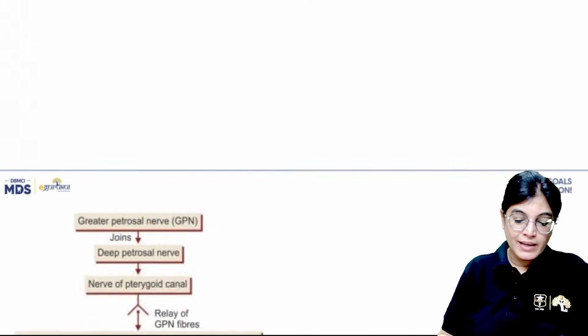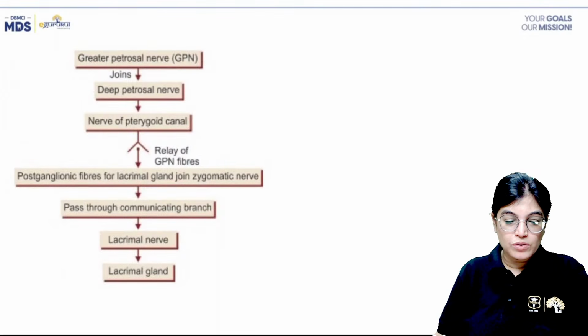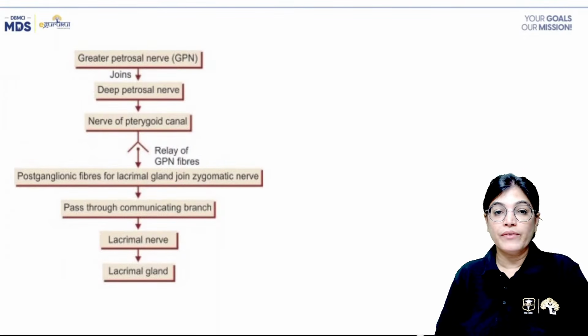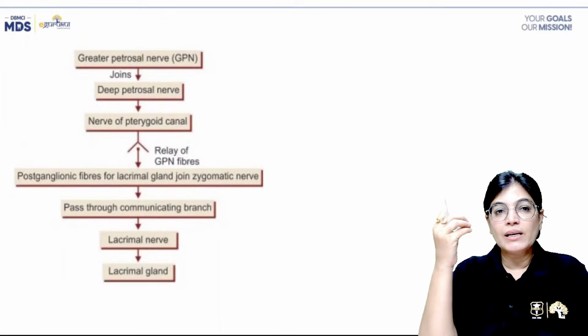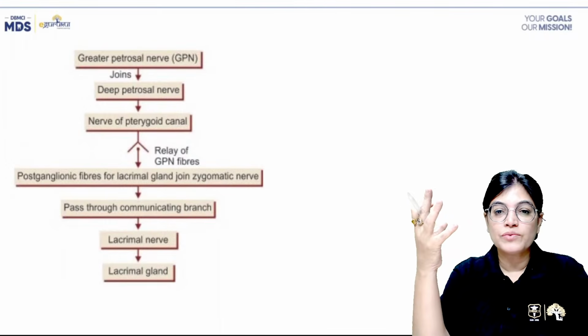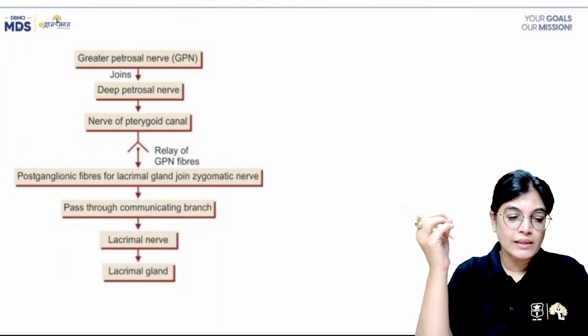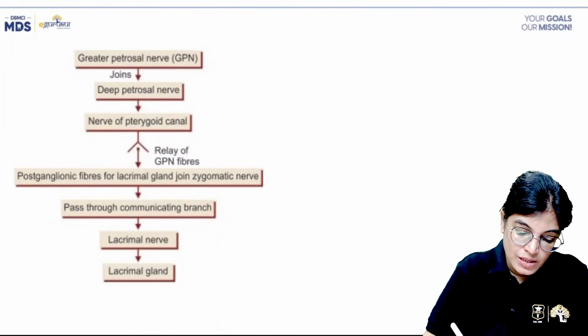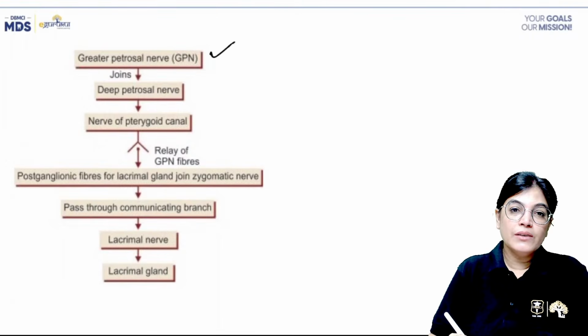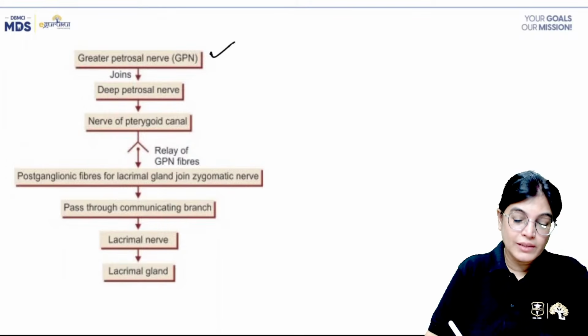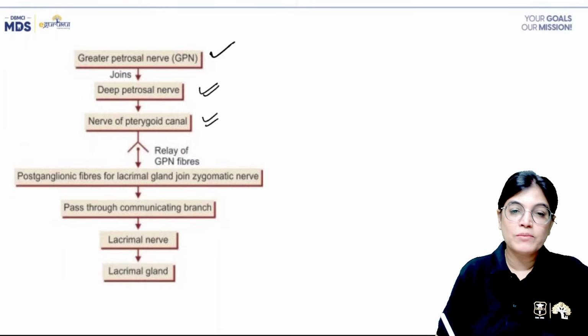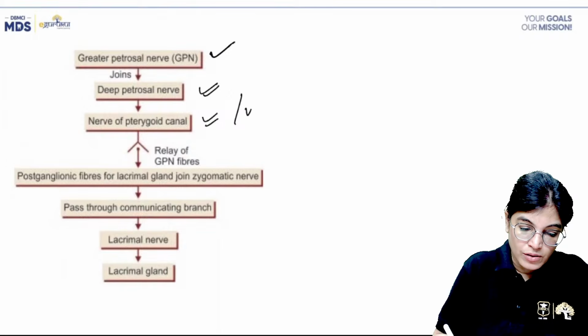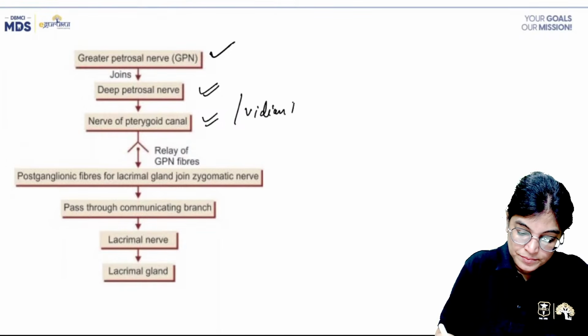Everybody, what is the right answer? C. So I just want you to show the flow chart of innervation of the lacrimal gland. Lacrimal gland innervation and its secretion of tears is via parasympathetic innervation. The greater petrosal nerve, which is a branch of the facial nerve, will join with the deep petrosal nerve and lead to the formation of the nerve of pterygoid canal, which is also called the Vidian nerve.